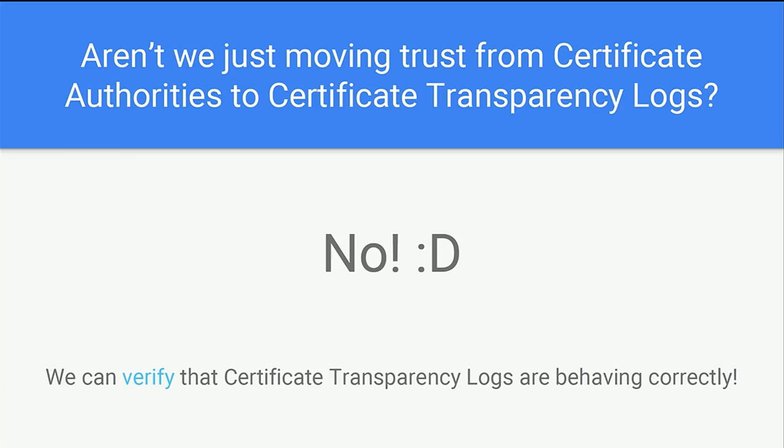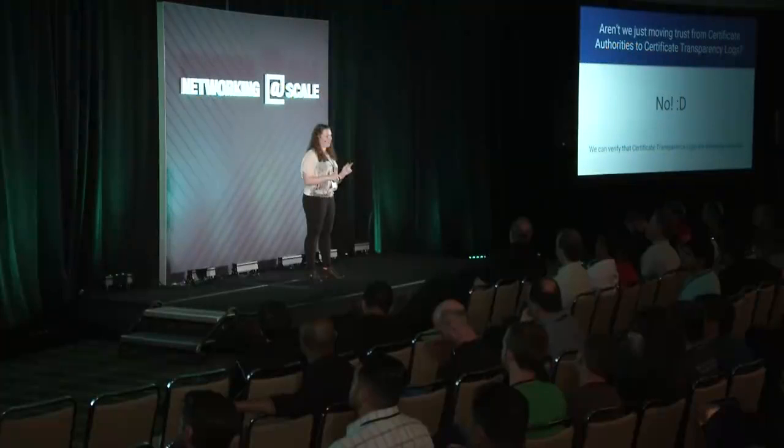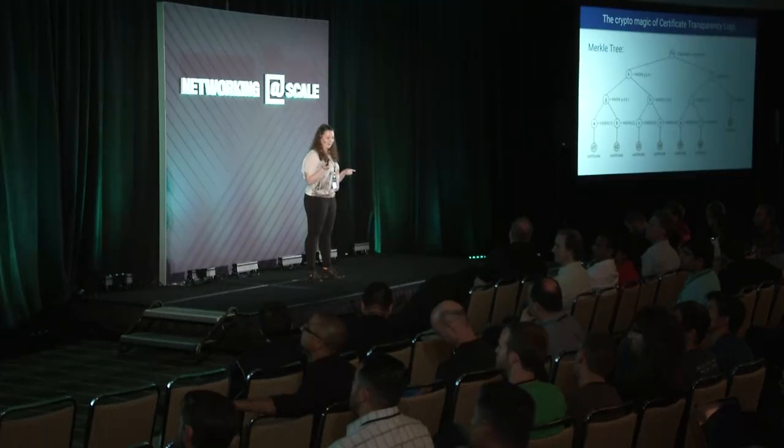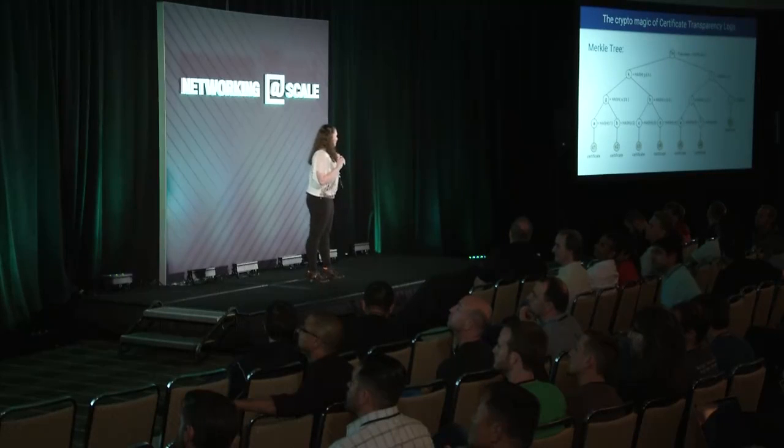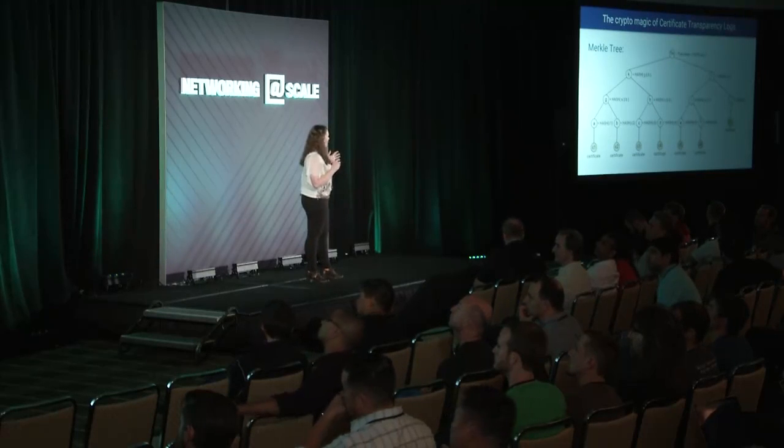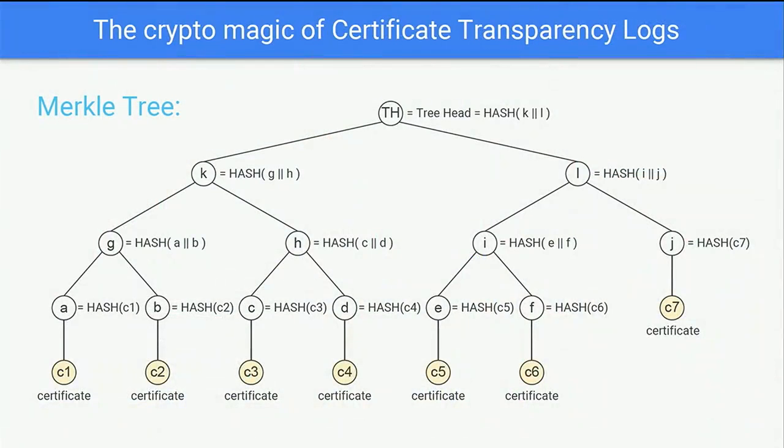And the reason we are able to do this verification is because of the very cool cryptographic data structure that certificate transparency logs use to store certificates. And that data structure is called a Merkle tree. So the tree you see here is representing a log containing just 7 certificates, C1 to C7, and here.